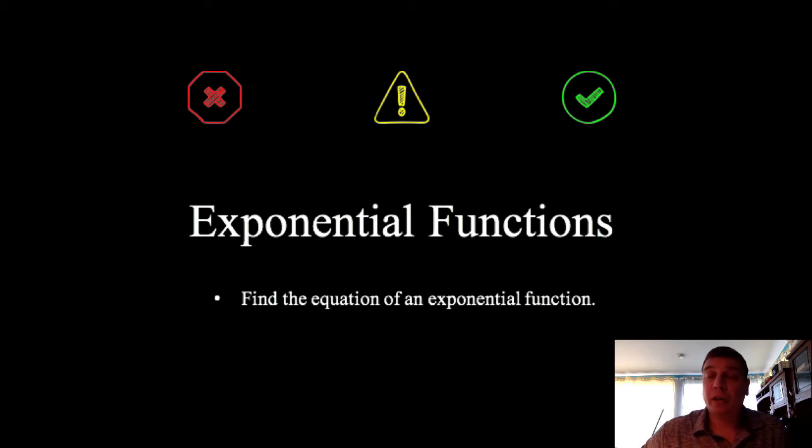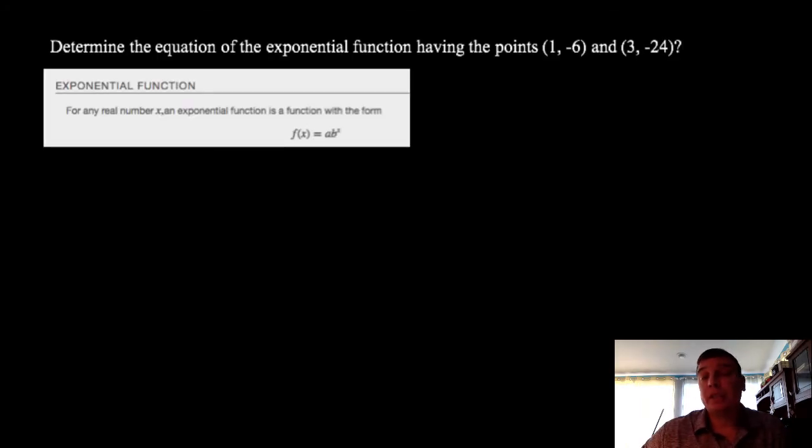Let's start out with some work on exponential functions. So today we're going to go through and just figure out what the equation of an exponential function is, whether I'm given 2 points or whether I'm given a graph. Either way, that's what we're going to go through and do. So let's say our first example has 2 points. We've got (1, -6) and (3, -24).